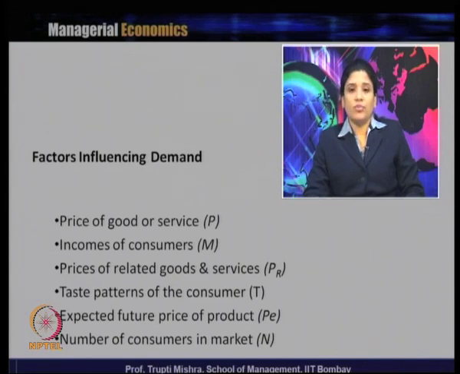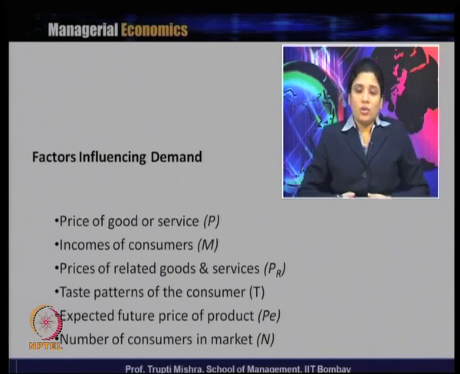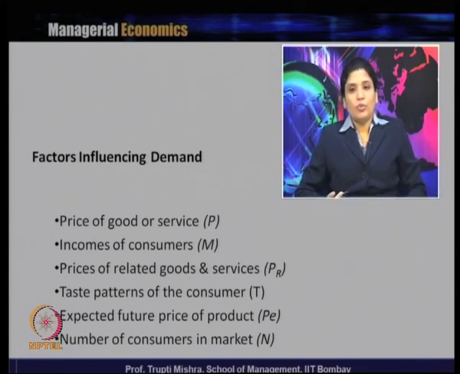Second one is the income of the consumer. How is income of the consumer related to quantity demanded? If the income increases, they are positively related. If the income increases, the consumer demands more of the product.